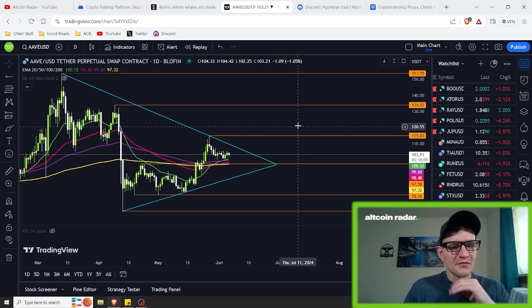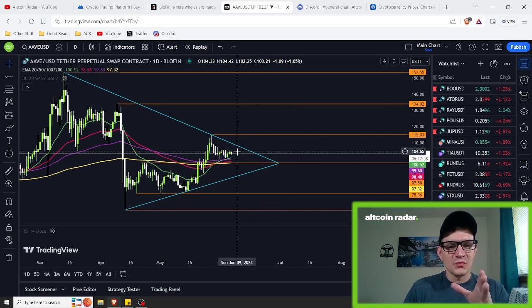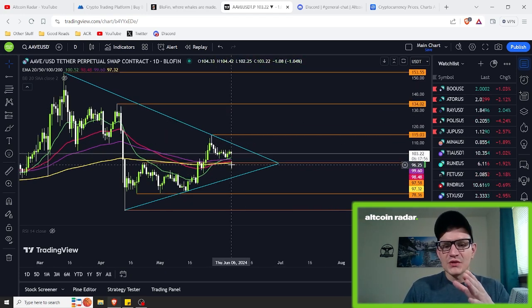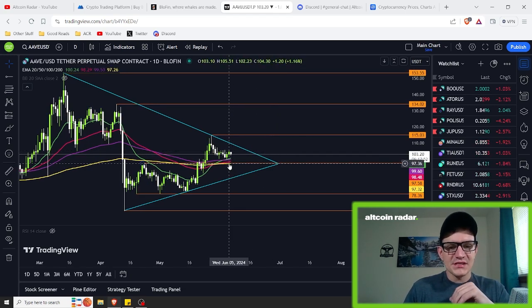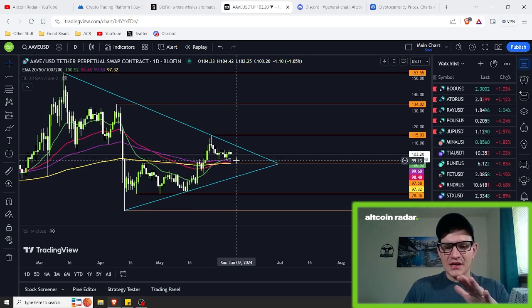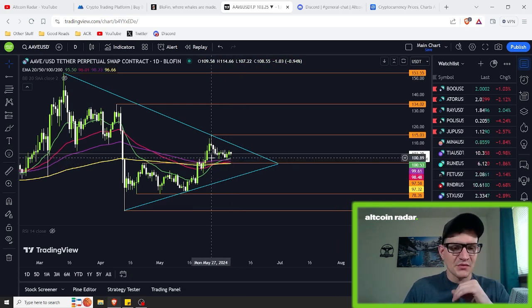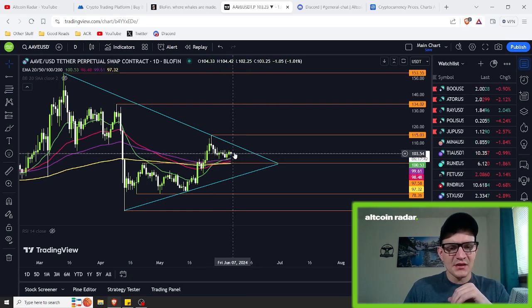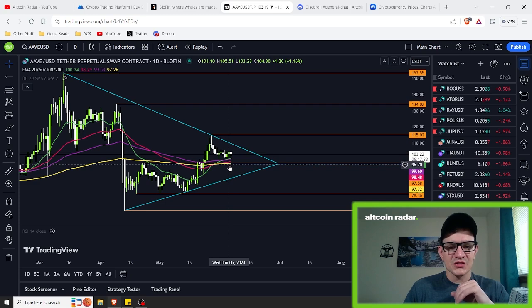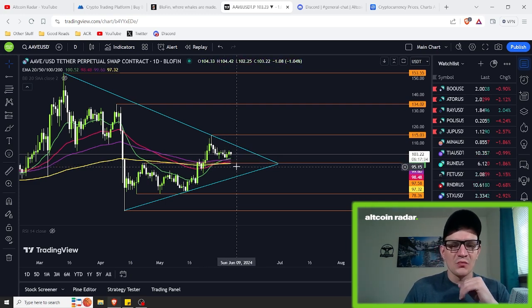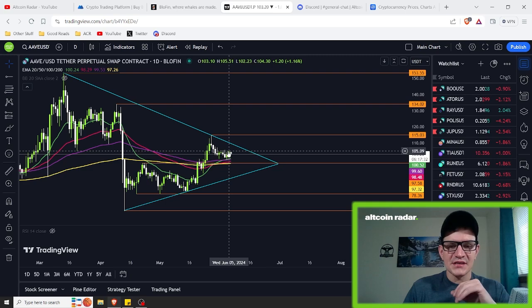Now, here's what I'm loving about AAVE. With the EMAs going on, this is what you want to see at the beginning of a bull trend. You want to see the price action be above every single EMA, all right? And that's exactly what's starting to happen here, and this is very, very good news for AAVE and the way it's looking right now, especially with the 200 period EMA at the very bottom, which is this yellow one right here. This is very nice to see, and I love seeing this.